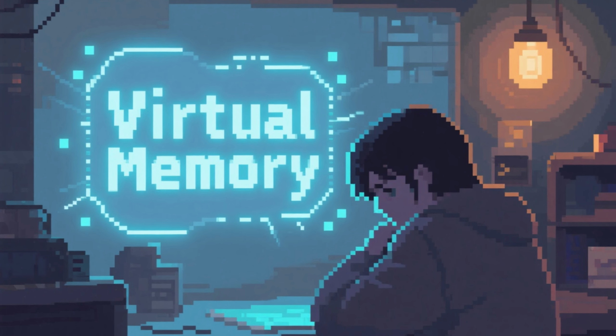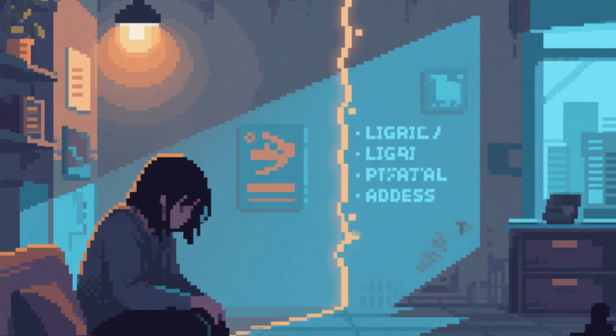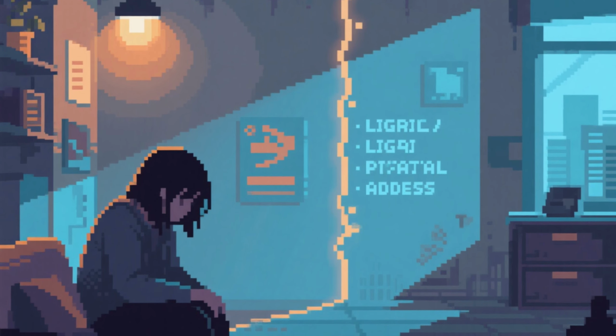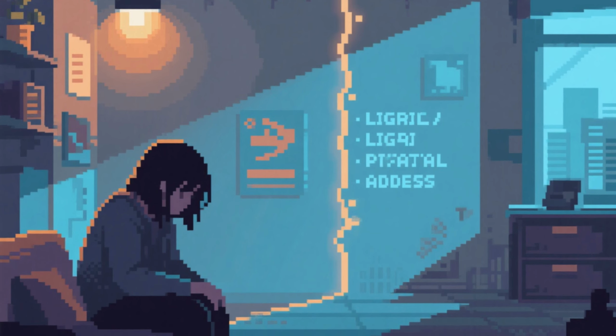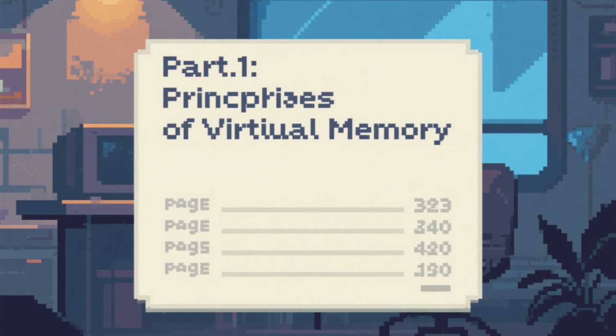Today we will break those limits with a revolutionary concept: virtual memory. Virtual does not mean unreal, but rather a complete separation between the logical address space seen by the programmer and the actual physical address space. Part 1. Principles of Virtual Memory.